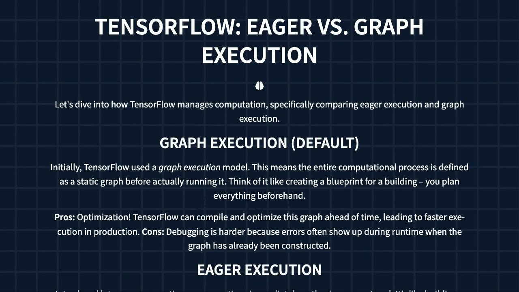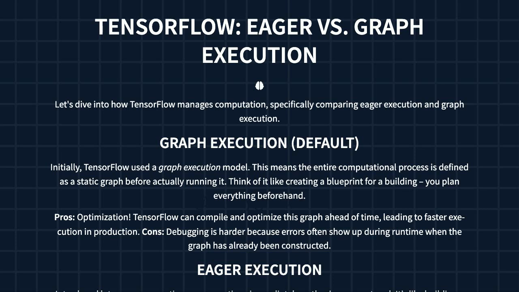Okay, so TensorFlow has a fascinating way it handles calculations. Initially, it used something called graph execution. Imagine you're building with Legos. You plan the whole structure ahead of time and build it step by step. TensorFlow did that too, creating a detailed blueprint first. This was great for speed later on when running in production. But debugging was tricky because errors weren't caught until after everything was built.